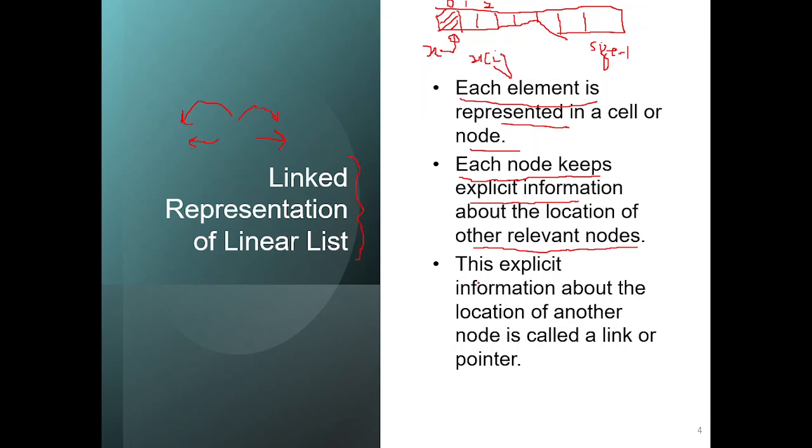Okay, and this explicit information about the location of another node is called a link. That is why it is called a linked list, and it is stored in the form of a pointer. In C++, we use pointers to store addresses. So the address of the next node, the node that comes after this one, is stored in a pointer. And we can refer to that pointer as a link, because it creates a link between these two nodes. Okay. So from one node you can access or reach the other node.